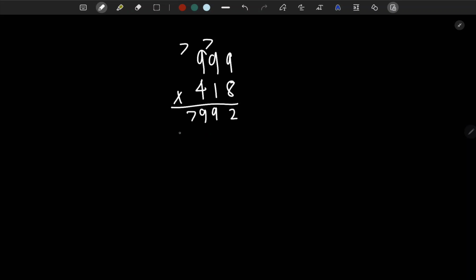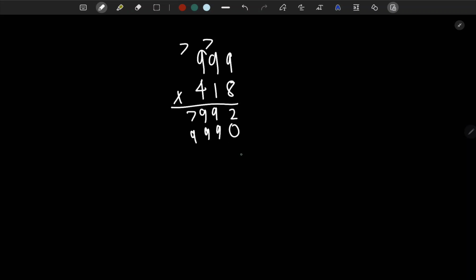And now let's move on to another row. So don't forget the 0. Now we will multiply the digits up multiplied by 1 here. So 9 times 1 is 9. 9 times 1 is 9 again. 9 times 1 is 9 again.